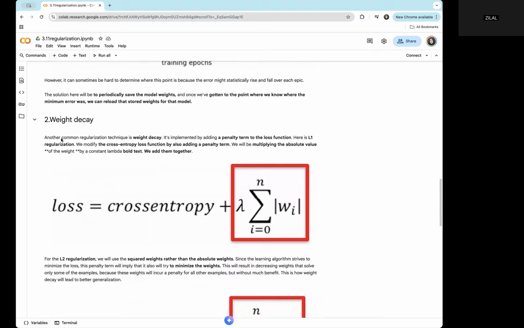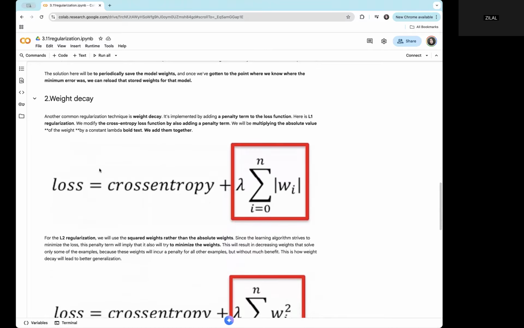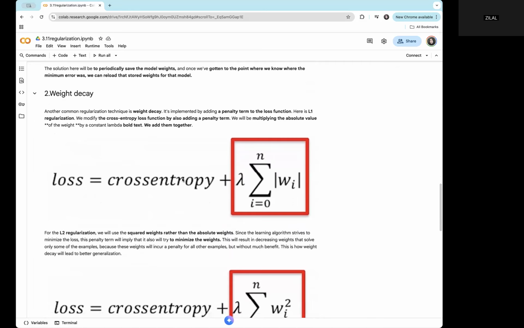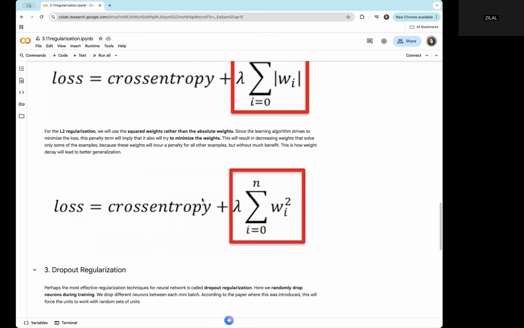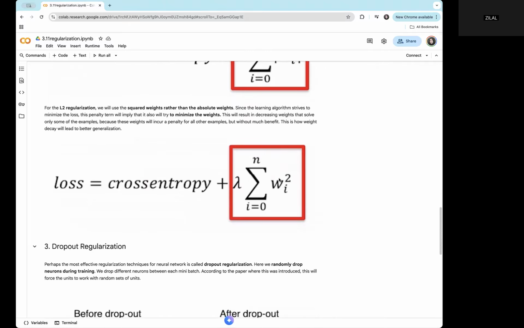Another technique is called weight decay. Another common regularization we can use is also called L1 regularization and L2 regularization. This formula represents the L1 regularization. We modify the cross-entropy loss function by also adding a penalty term lambda. We will be multiplying the absolute value of the weights by a constant lambda and we add them together. In L2 regularization, we will use the squared weights rather than the absolute weights.